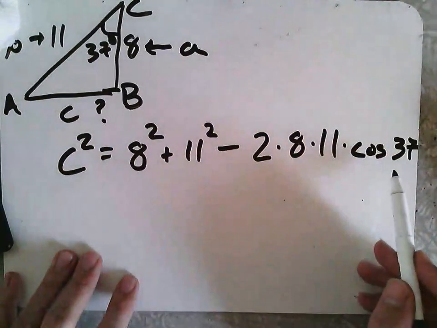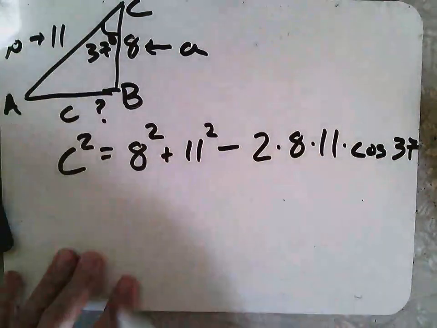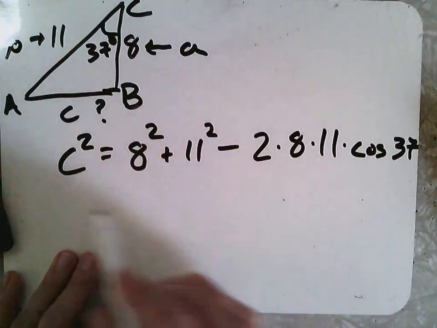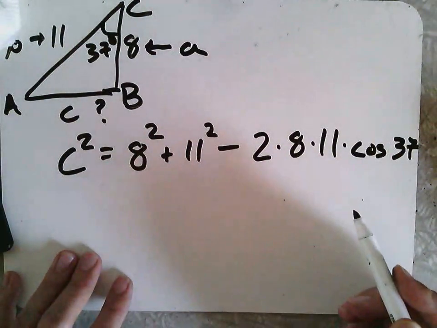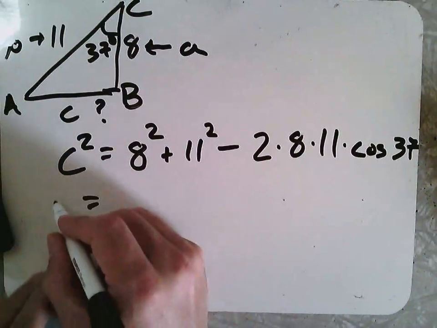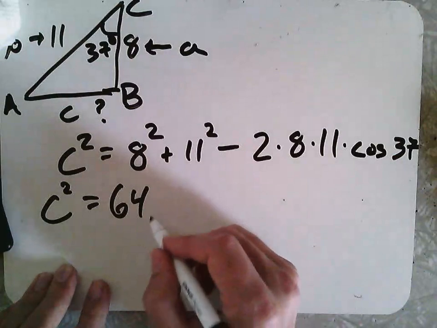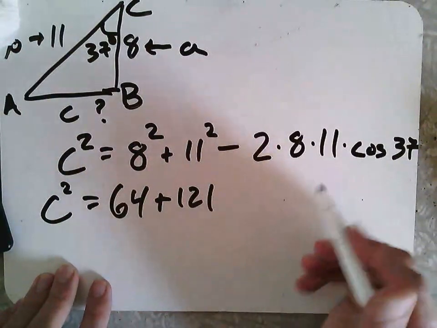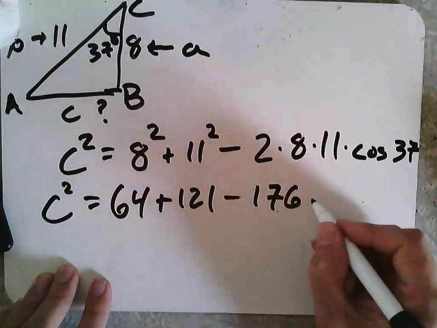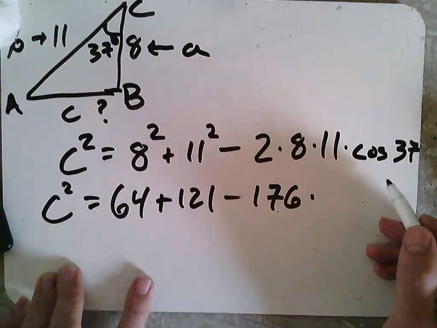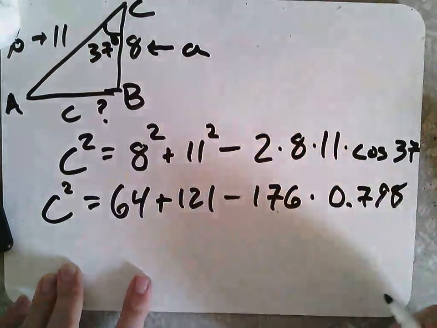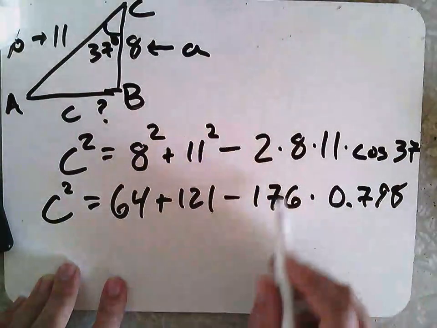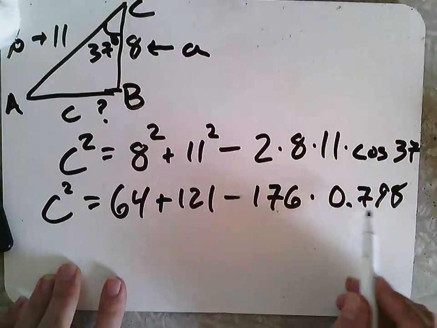The angle that we plug in for the cosine here is always the one opposite the side that we're interested in, although you can use it in a more general way. Now everything is set up, and we just have to work it out. c squared equals 64 plus 11 squared, which is 121, minus 176 times the cosine of 37, since 2 times 8 times 11 is 176. The cosine of 37 I get from a calculator, and it's about 0.798.